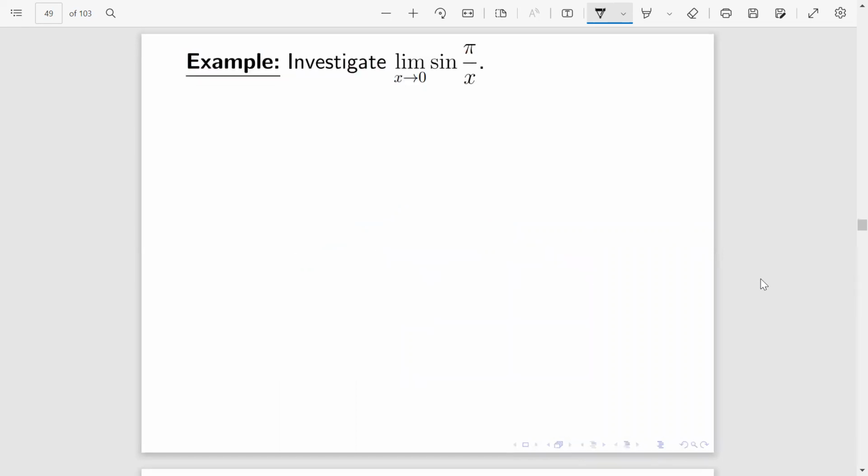Let's take almost a similar example. We are now asked to investigate the limit of sine pi over x. Remember, you did the radian measure in the previous lesson when you did complex numbers, and we said pi radians is the measure of angles, because we normally use degrees. So pi radians is equal to 180 degrees.